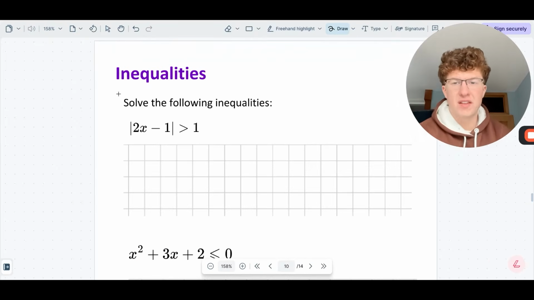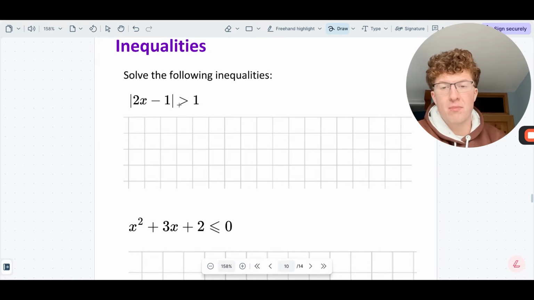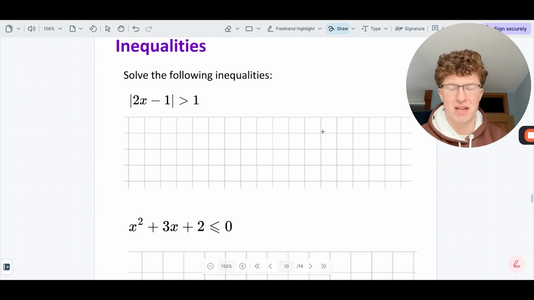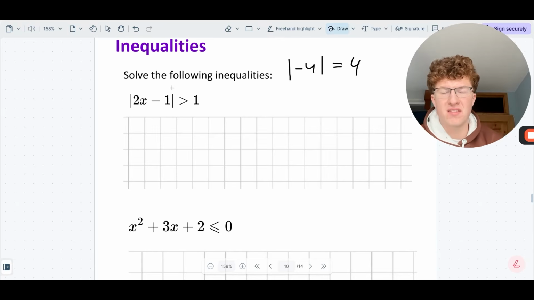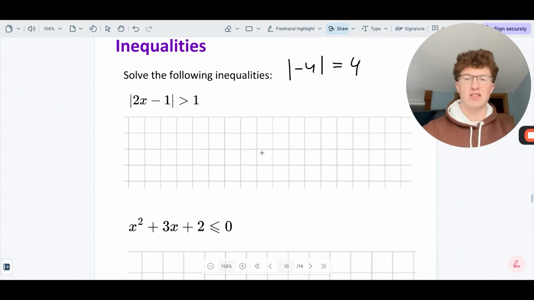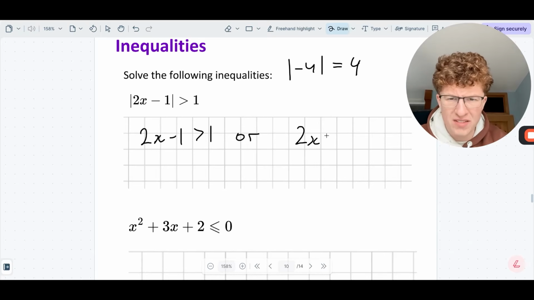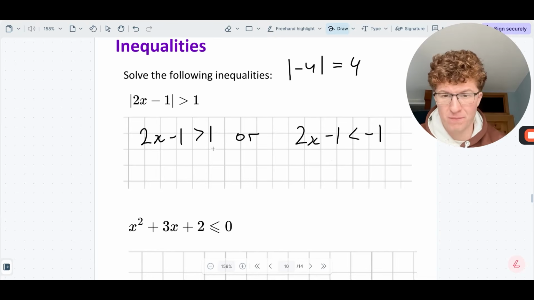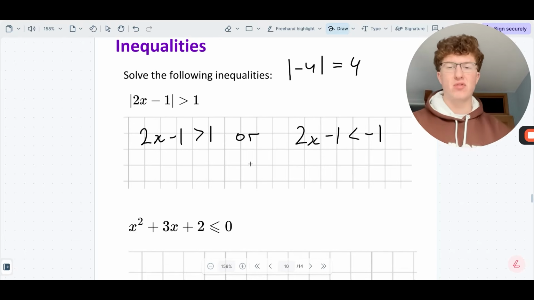Okay, moving on to inequalities. Solve the following inequalities. We have mod 2x minus 1 must be greater than 1. The modulus just means we're taking the absolute value. So if I have mod of negative 4, that's just going to give me back 4. So we want the magnitude of this number to be greater than 1. And for that to be true, 2x minus 1 must be greater than 1, or 2x minus 1 must be less than negative 1. Those are the only cases where the number on the inside will be greater than 1.